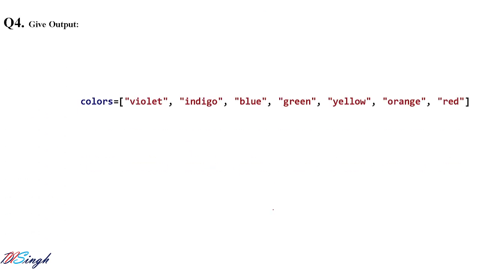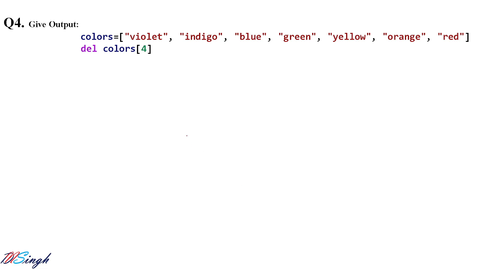Let us go for the next question. Give the output of the following. They have given a list of colors. Then they are saying del colors[4]. So this 4 is what? Index. So at the fourth index, which one? 0, 1, 2, 3 and 4. So this yellow will go away and it is going to be deleted using this statement.